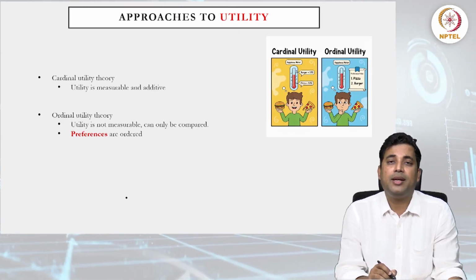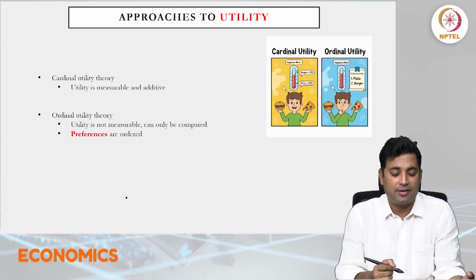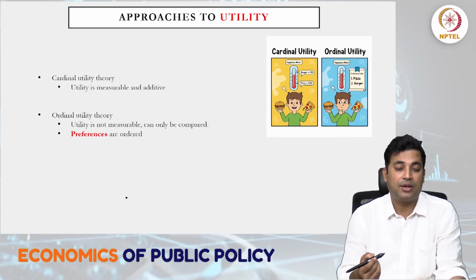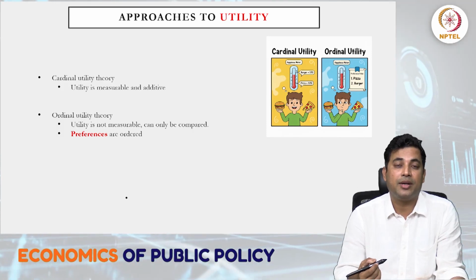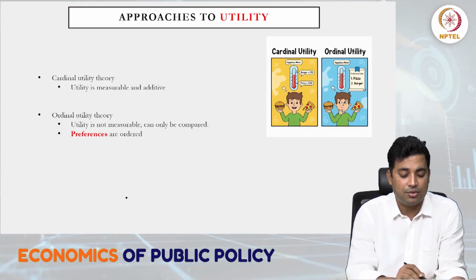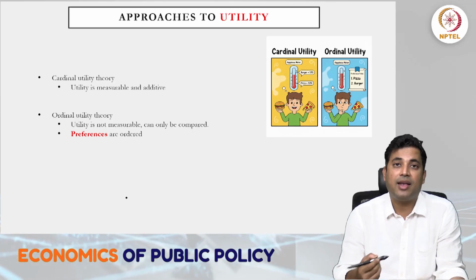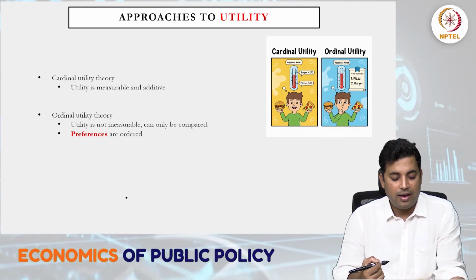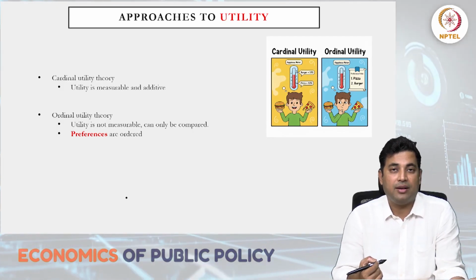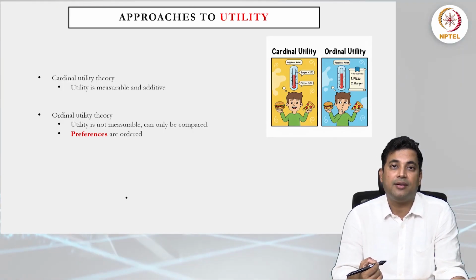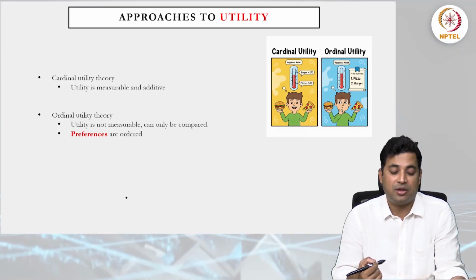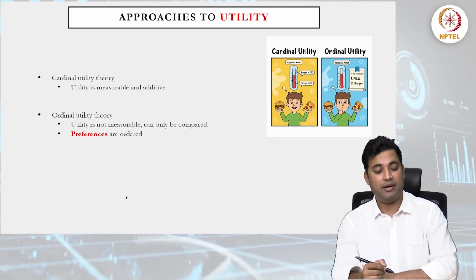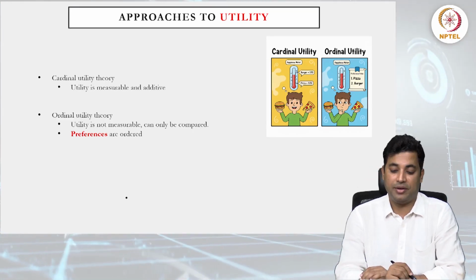Now utility can be understood from various aspects. There are two broad theories that we take into account to understand utility. The first one is the cardinal approach, which says that utility is measurable and also additive. The ordinal utility theory says that utility is impossible to measure, so it can't be measured. It can be compared, and preferences are ordered.